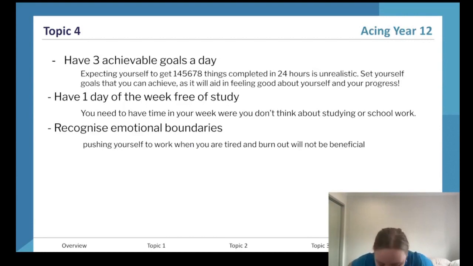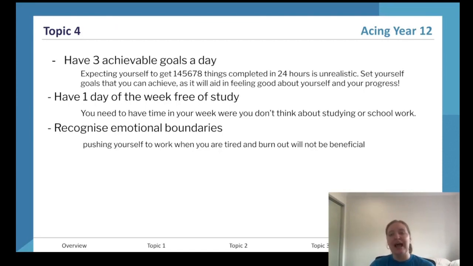All right. A few broad study tips about doing well in senior, about acing year 12. So the first thing, try and have 3 achievable goals per day. If you give yourself 12,000 billion tasks to complete within 24 hours, it is going to be completely unrealistic and it is going to be entirely overwhelming. So set yourself goals that you can actually achieve within a day, and being able to tick those off the list quite easily will aid you in feeling good about yourself and get that progression ball rolling.